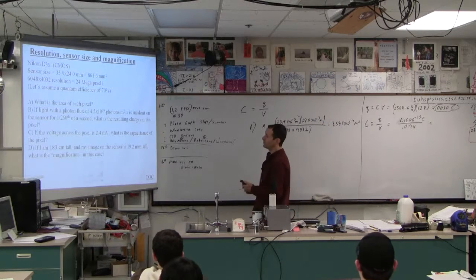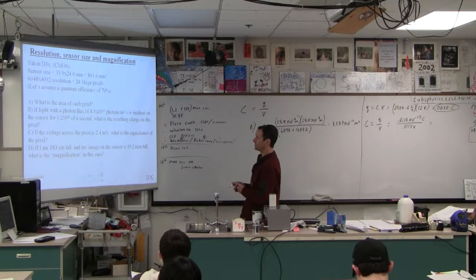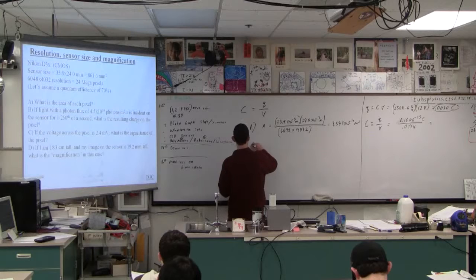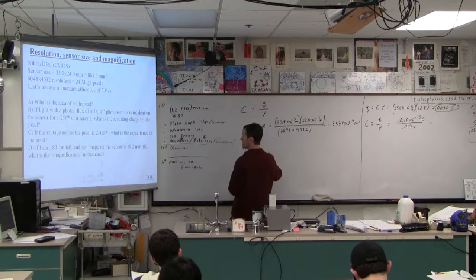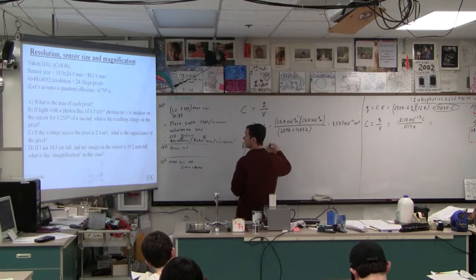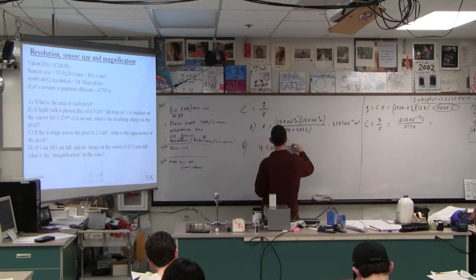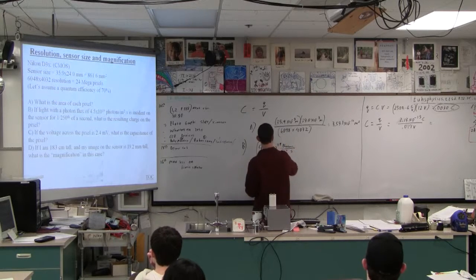If light with a photon flux, here's the million-dollar question, of 4.5 times 10 to the 19 photons per square meter per second. My God, how are we going to do this? Okay, we're going to take 4.5 times 10 to the 19th photons per square meter per second.